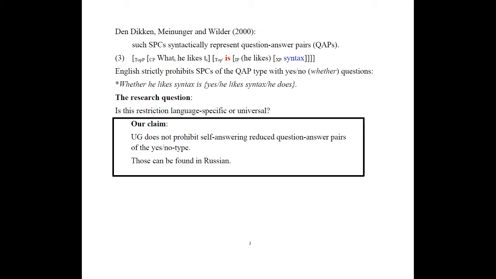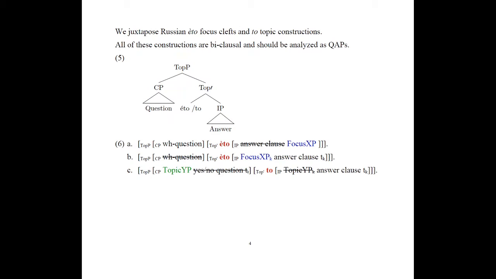However rare these examples are, they still can be found, and we would like to demonstrate that they can be found in Russian. So in this talk, we will consider Russian eta-focus clefts and topic constructions, and we will propose that all of them are biclausal and all of them should be analyzed as question-answer pairs of the following kind. So basically the structure here in 5 parallels the one proposed for English by Den Dikken, Meinunger, and Wilder that you have just seen. So here we have the TopP. The top head is a demonstrative, either this, eta, or that, to, and it connects together the question CP in the specifier of this TopP and the answer IP in the complement position of this TopP.